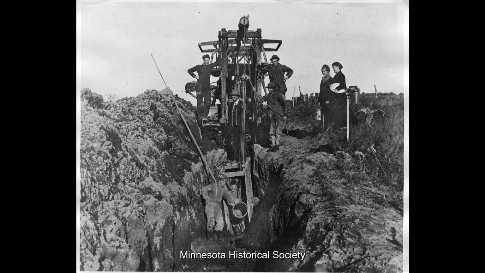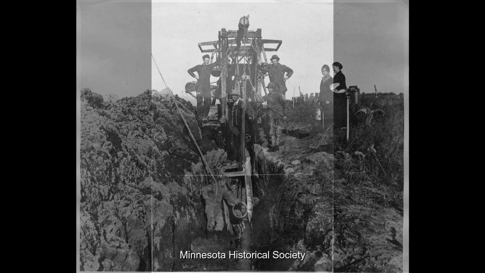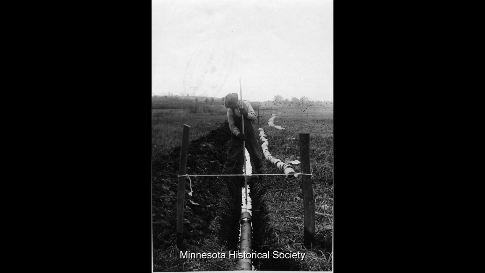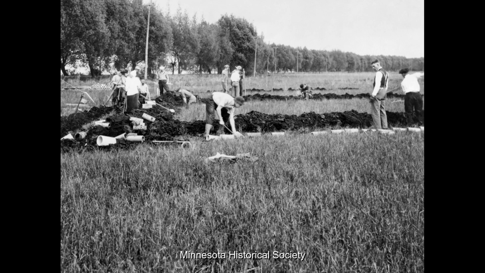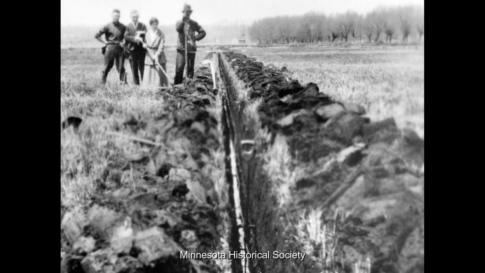The first U.S. tile drainage system was installed on a New York farm in 1838. The goal was to drain excess water from the land to increase crop yields. The first tile systems were dug by hand, and the water was carried away in clay pipes.